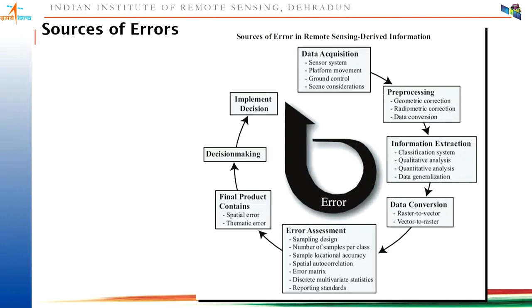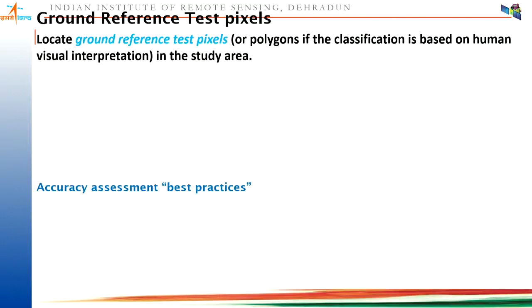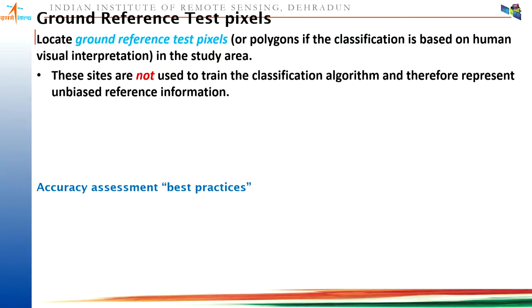In the accuracy assessment that we are going to do, the error assessment, we are going to design the samples, and we are going to take a number of samples per class. So all these might have certain errors, and this error can be in our data. All these errors can ultimately affect the decision making that will be done based on the data set that we have, or the information that we have generated.